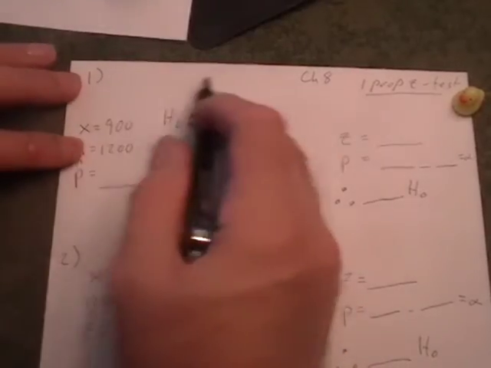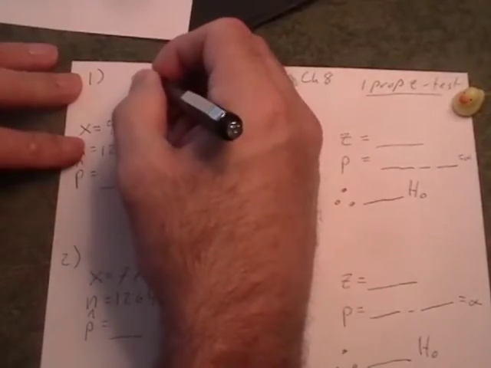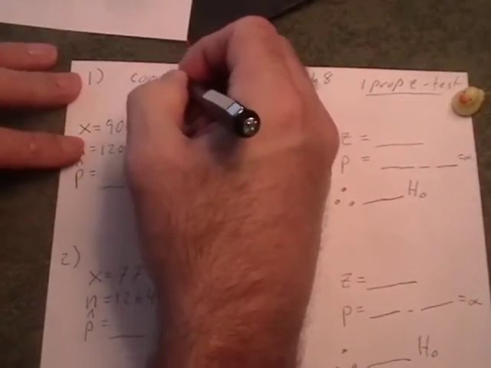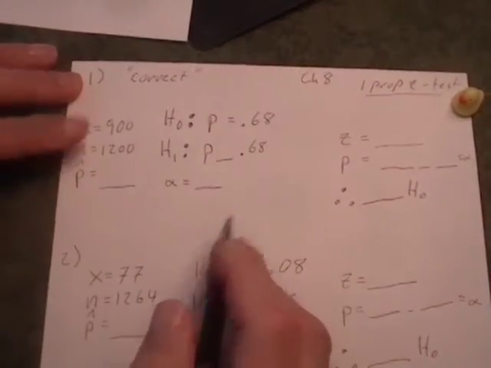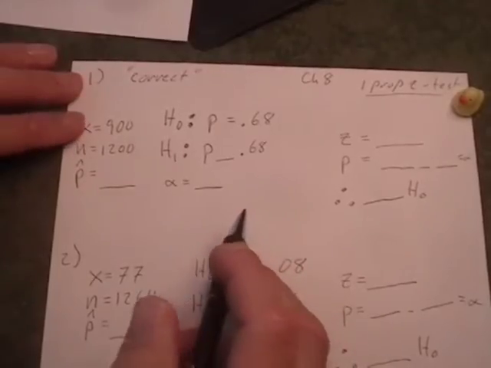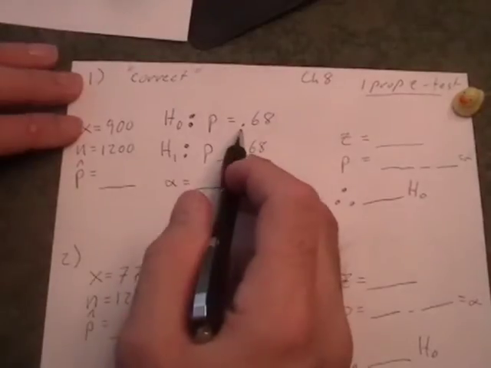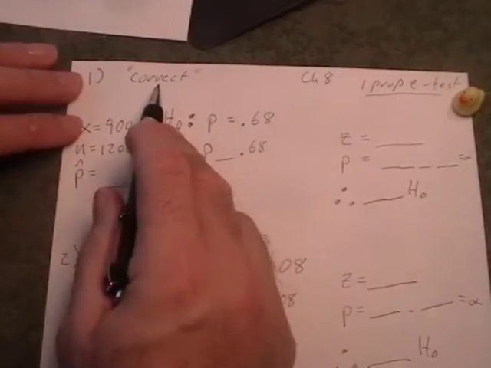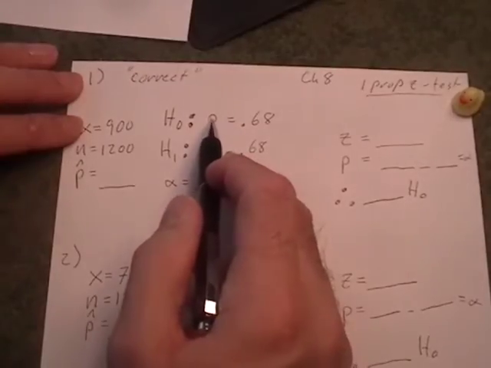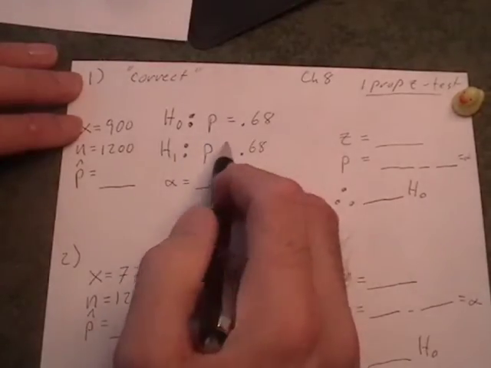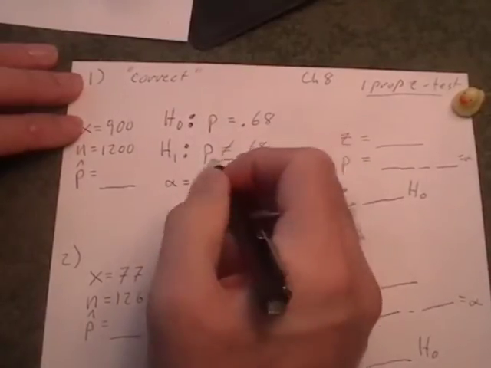There's going to be some keyword. One possibility is that you're just checking to see whether the claim is either correct or incorrect. If all you're asked to do is test to see whether the claim is true, is correct, then no direction is specified. So the null hypothesis always has an equal sign, will be that the proportion is 0.68. The alternative will be that the proportion is not 0.68.